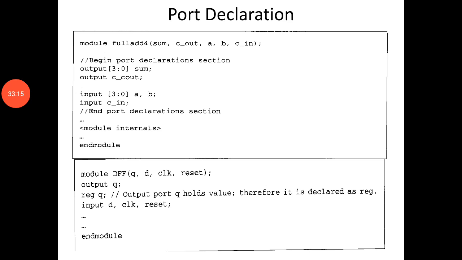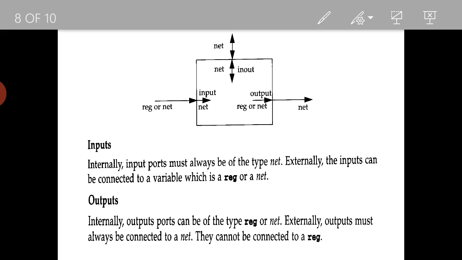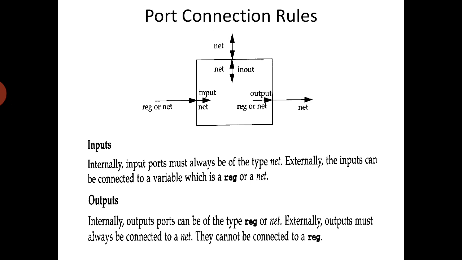Okay, so now we have seen how to declare the ports with size, but what data types we have not mentioned here, whether it is wire or reg. We have not mentioned that in this slide. For how to use data types, there is a rule in Verilog. We call it the port connection rules.